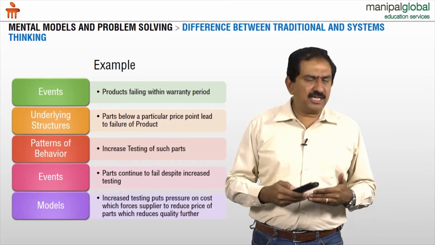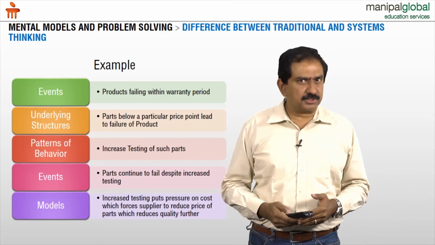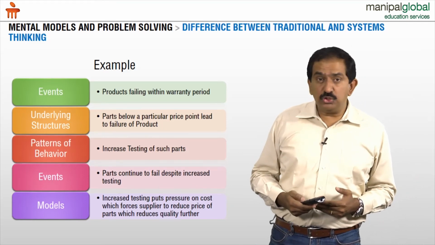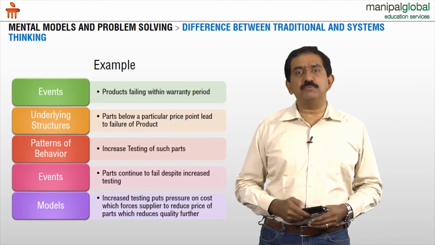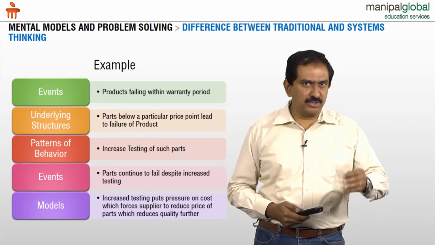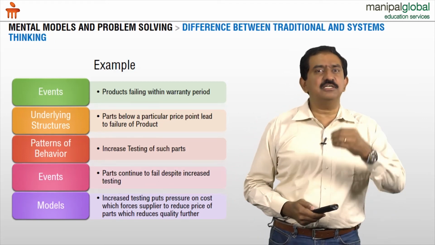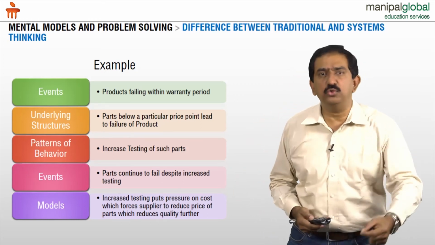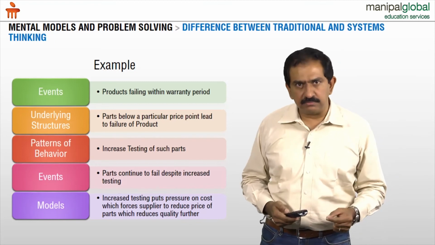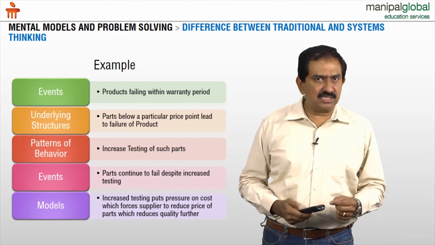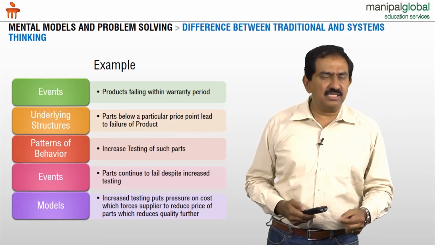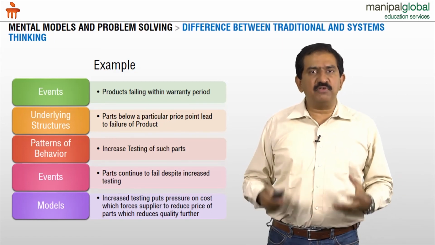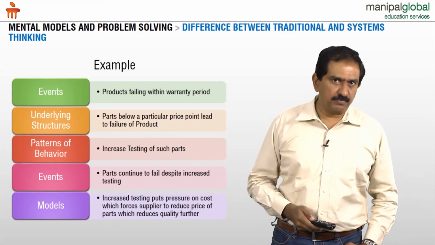Increased testing has put pressure on the cost of the product. The more you test, obviously, the more cost it is. And therefore, what do you do? You further reduce the cost of the parts. Reducing the cost of the parts further increases the pressure on testing, further increases the pressure on quality, and you enter a vicious cycle. You have to break this cycle somewhere to make it a virtuous cycle such that the whole system stops failing during the warranty period.